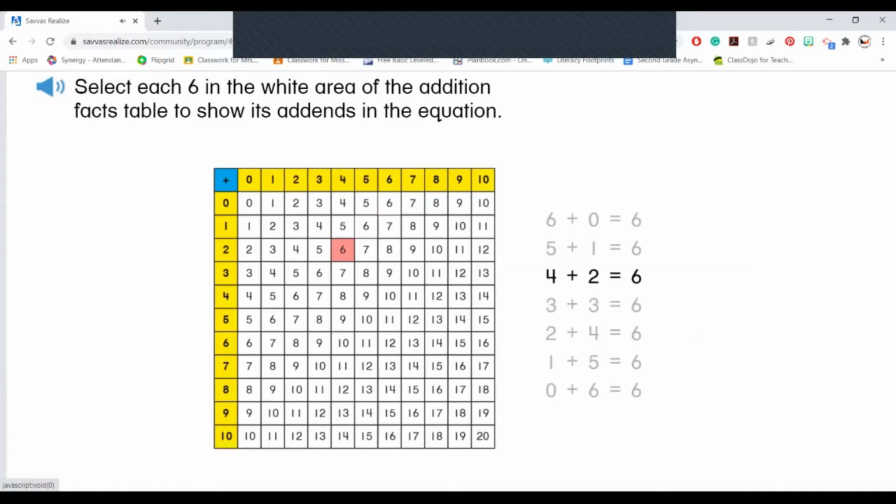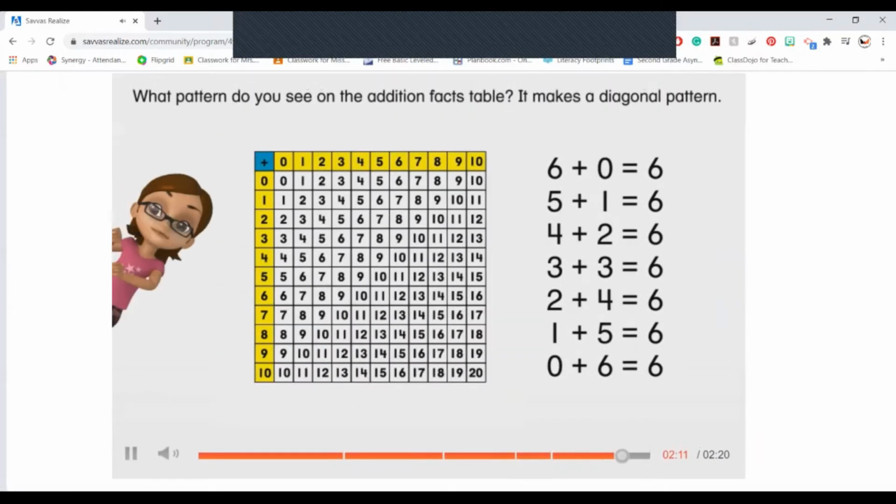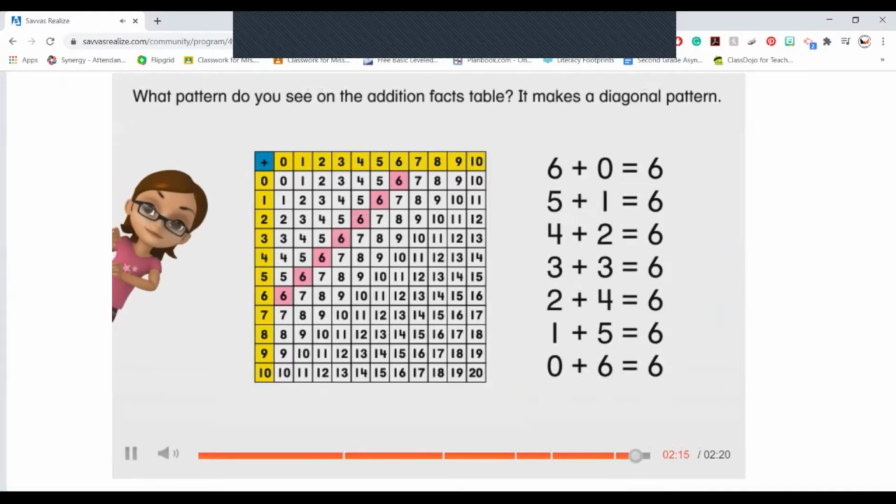4 plus 2 equals 6. 3 plus 3 equals 6. 2 plus 4 equals 6. 1 plus 5 equals 6. 0 plus 6 equals 6. What pattern do you see on the addition facts table? It makes a diagonal pattern.